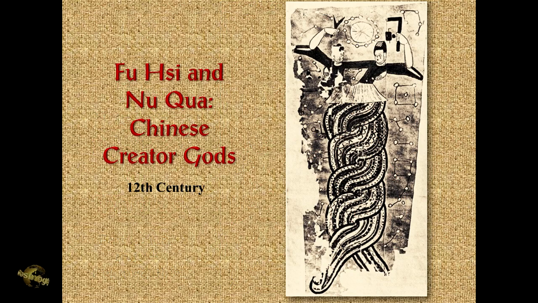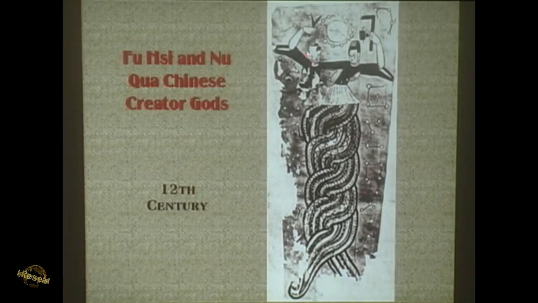Here's a Chinese concept, Fu Hai and Nu Qua, Chinese creator gods. This is Fu Hai, who holds in his hand the compass, and Nu Qua, who holds in her hand the square. And hanging from the square, can anybody tell what that is?